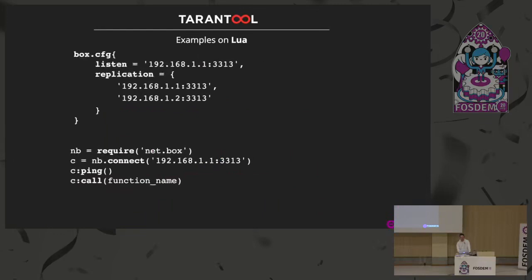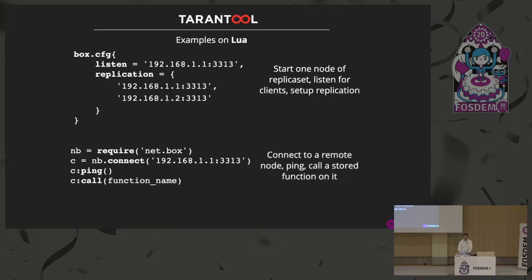And here are a couple of short examples which we are going to need to understand the SWIM examples. First is the configuration of Tarantool in the Lua language. I call the function box.cfg. I pass it the IP and port on which Tarantool should listen for client connections, and that it will be a part of a replication set consisting of two nodes, this and some other node. Then the second example, how to connect to a remote Tarantool using the built-in netbox module. Here I call require, it's like import in Python. I import the netbox module, I connect to some remote Tarantool, send a ping message, call some stored function, and so on.